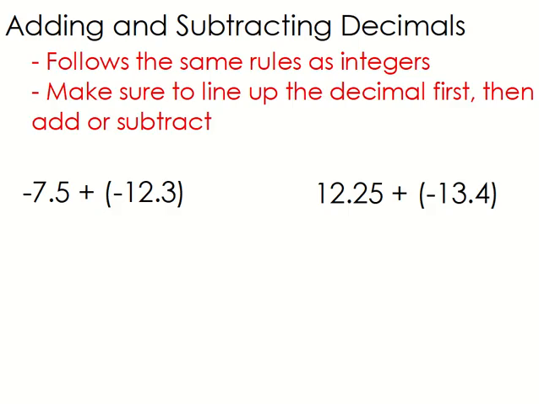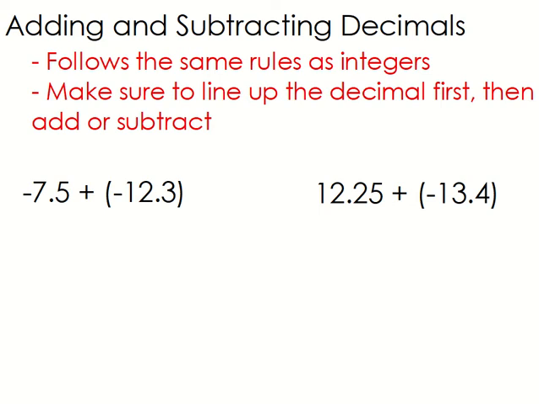So we're going to do adding and subtracting decimals today, and then part two will be fractions. So we follow the same rules as integers. If they're the same sign, we add them, keep the sign. If they're different signs, we subtract, keep the sign of the absolute value. And if it's subtraction, we add the opposite. So none of that changes.